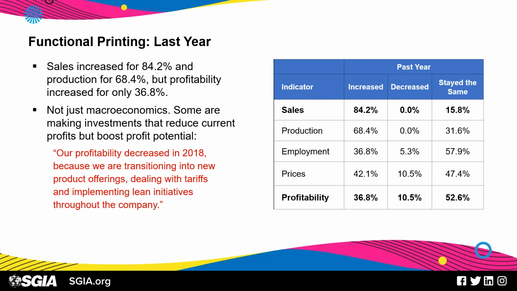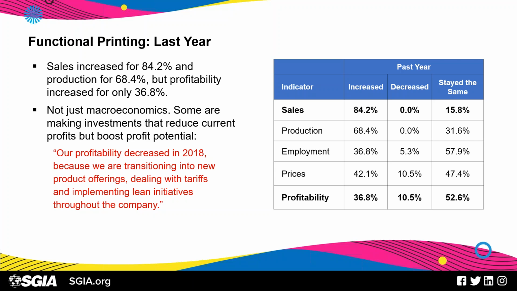What about performance and expectations? Well, here again, we see the same kind of pattern. Sales increased for 84.2%, production for 68.4%, but profitability increased for only 36.8%.